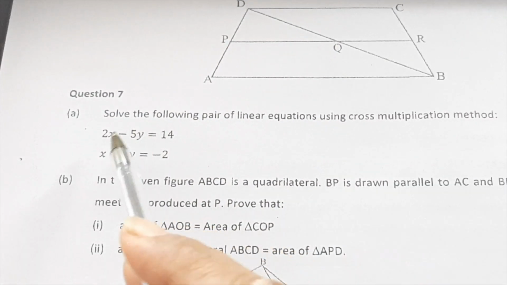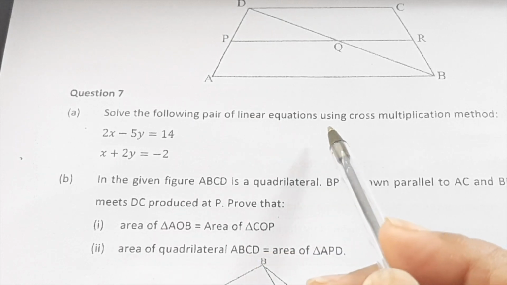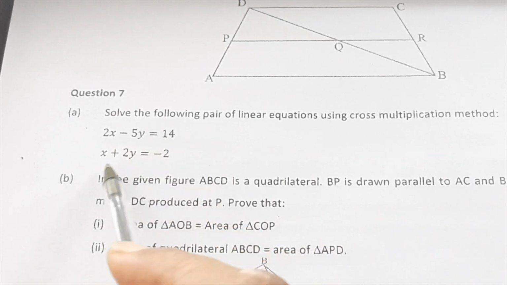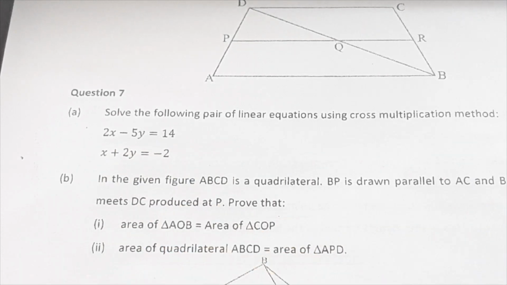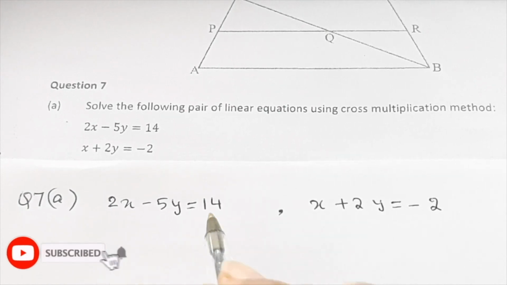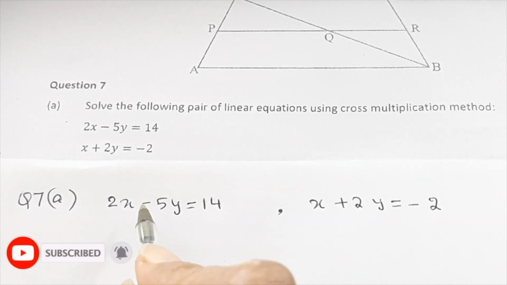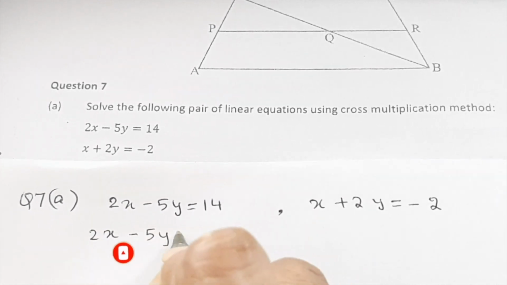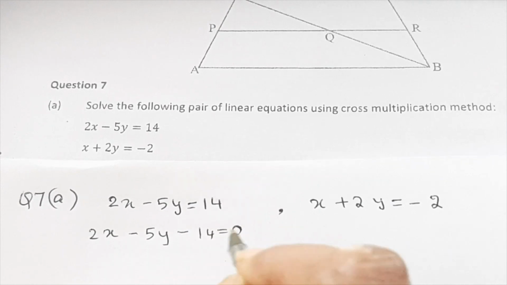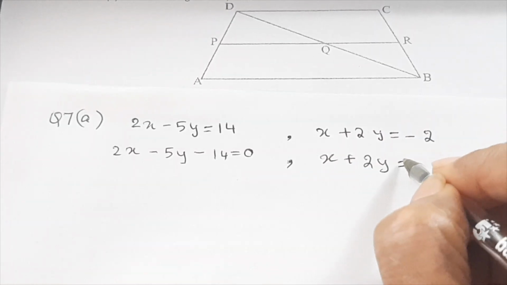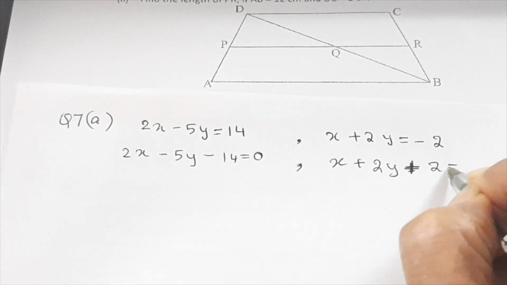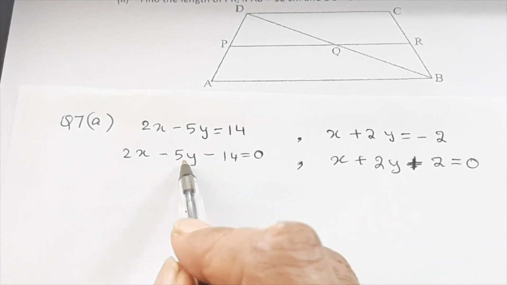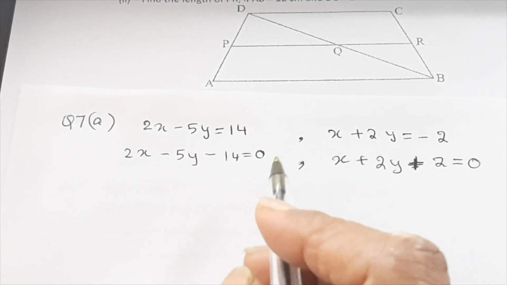Question number 7A. Solve the following pair of linear equations using the cross multiplication method, and here we have the two equations. Let us solve them. For the cross multiplication method, we have to bring all the terms to the left hand side and make it like 2x minus 5y minus 14 equal to 0. The second equation also, x plus 2y plus 2 will be equal to 0. So remember to convert this into ax plus by plus c equal to 0 in that format.